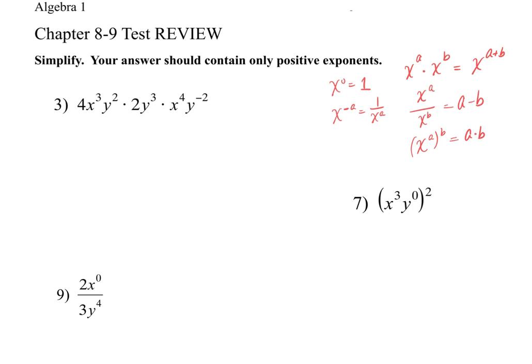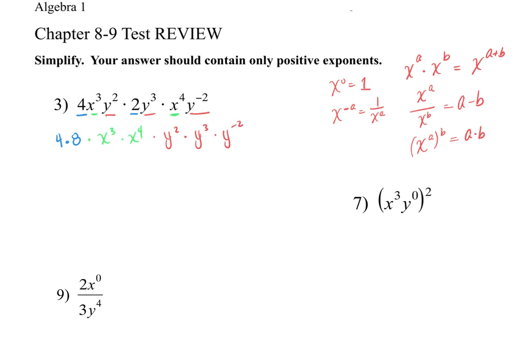When we have something like number 3, we are going to group everything together that is alike. So I'm going to group my numbers. I have 4 and 2, so I have 4 times 2. I'm going to group my x's. I have x cubed, x to the 4th. Then I'm going to group my y's, y squared, y cubed, y to the negative 2.